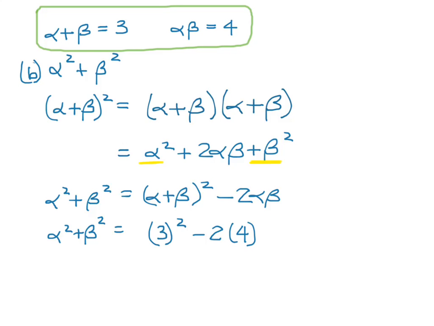So simply substituting for alpha plus beta, I have alpha squared plus beta squared is equal to 3 squared minus 2, and then you substitute for alpha beta, 4. 9 minus 8 is 1.